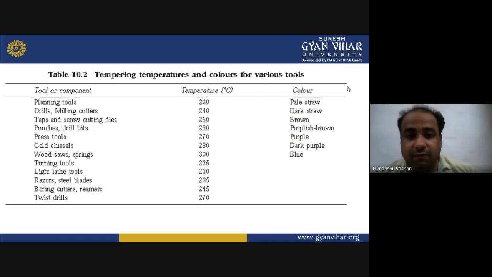For punches and drill bits, the color temperature is 260 degrees centigrade, and the color is purplish brown. For press tools, cold chisels, wood saws, springs, and turning tools, we have different temperatures: 300 degrees centigrade, turning tools 245 degrees centigrade, light lathe tools 30 degrees centigrade, razors 235 degrees centigrade, twist drills 270 degrees centigrade, boring cutters and reamers 245 degrees centigrade. So they have their own structure.